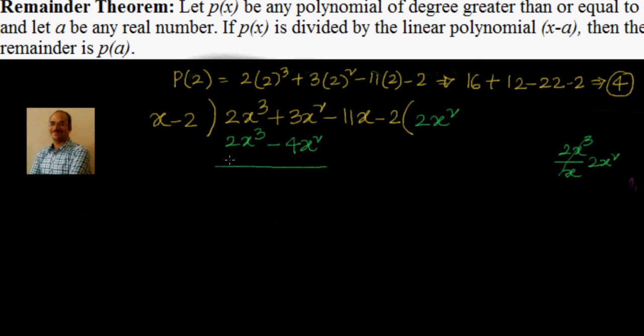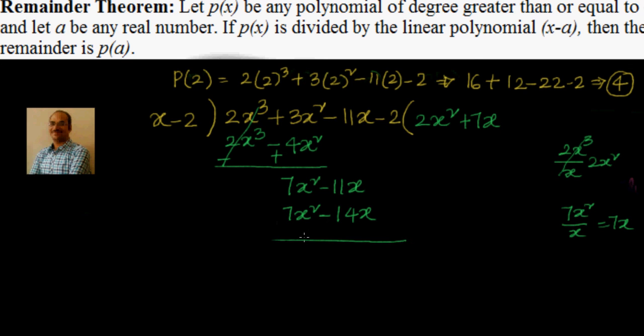Now I will subtract this. The idea is to cancel this out. So now I got 7x square minus 11x. Again I have 7x square here and x here, so I will divide 7x square by x. I see that the value is 7x. So I'll put 7x here. 7x into x is 7x square. Then 7x into minus 2 is minus 14x. Now again I subtract.